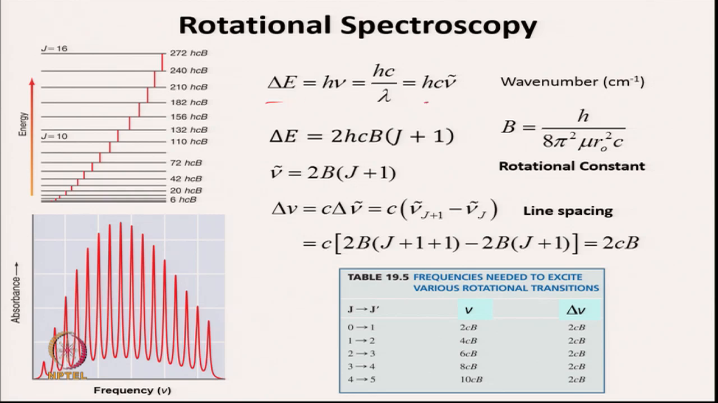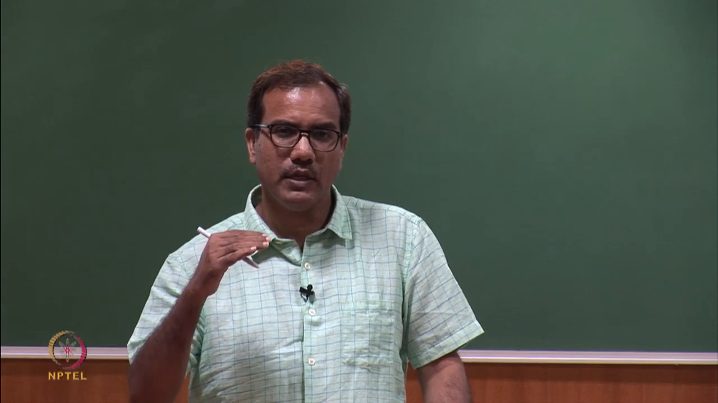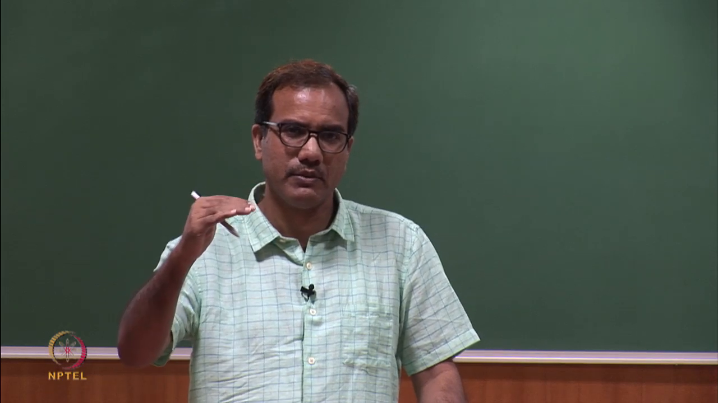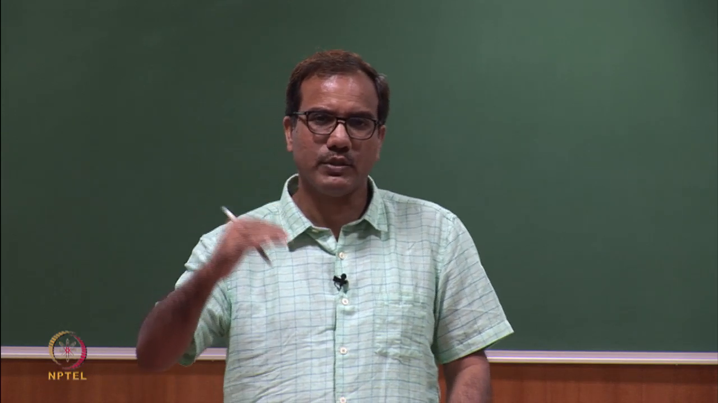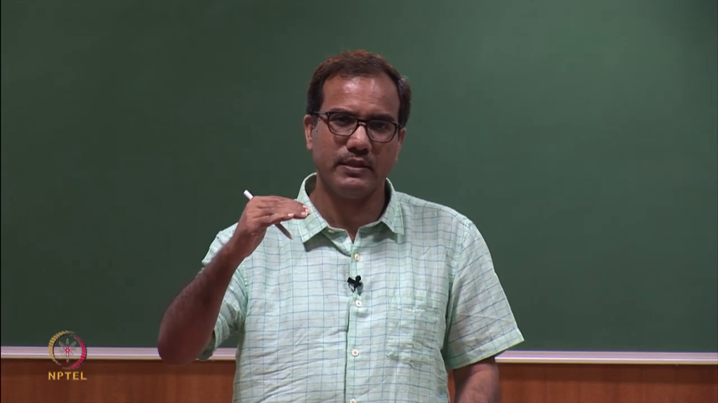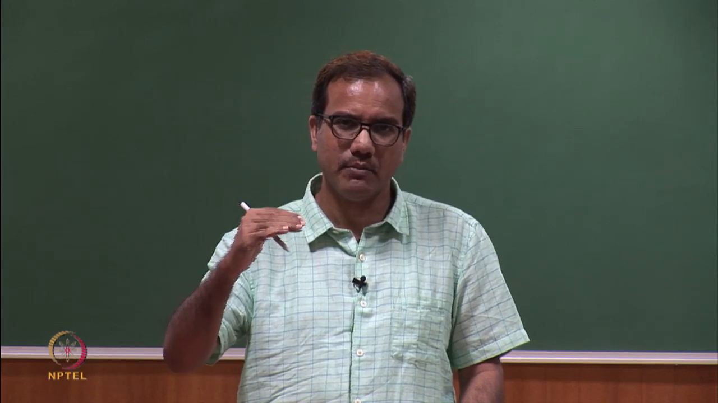So, we know that delta E is h nu, and that can be written as h c nu bar, where nu bar is the wave number, and we already know what delta E is. So, now we can calculate the wave number for the transition, and that is simply 2B(j plus 1). So, you must remember that you are going from the jth rotational level to the j plus 1 level, and suppose you are going from the j minus 1 level to the j level, then your frequency of transition would be 2Bj. So, keep that in mind.